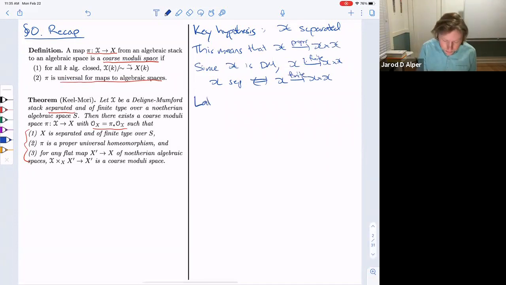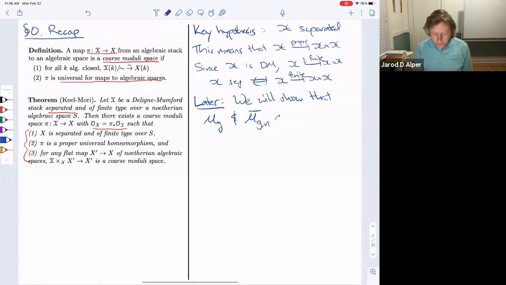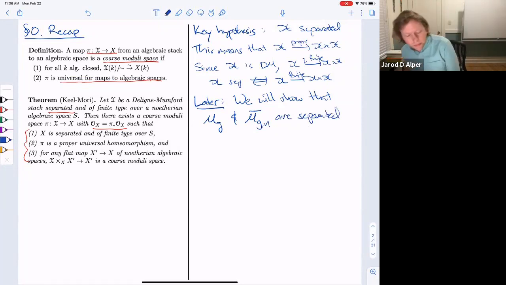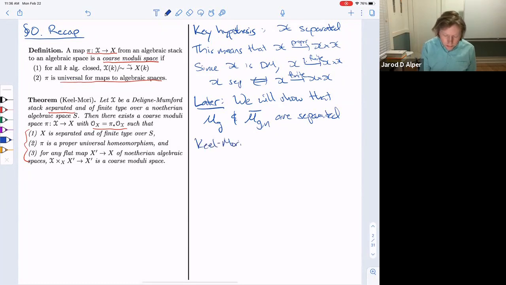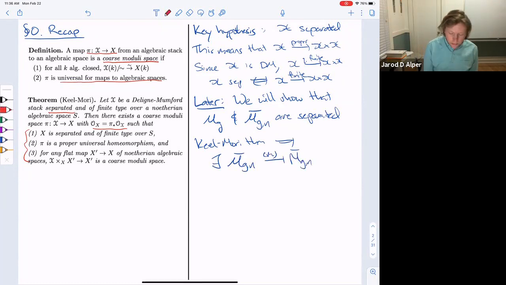And later, we will show that the stack of smooth curves, as well as stable curves, which we'll define, are separated. And we'll use the valuative criterion. But the upshot is that the Keel-Mori theorem then implies that there exists a coarse moduli space, where this is just an algebraic space at first.